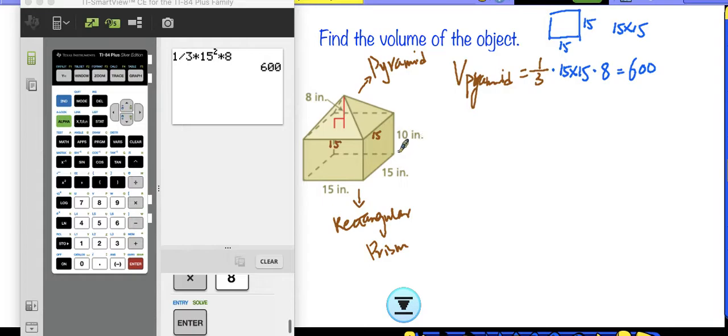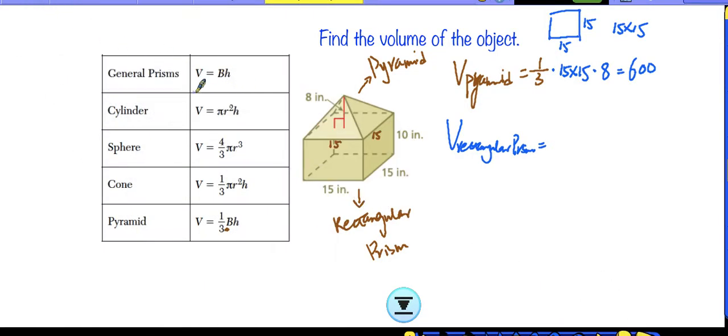Okay, and then let's work on the bottom part. The bottom part is actually a rectangular prism, as we mentioned before. If you check this one, prism is always used capital B times H, as we mentioned, base area times H. So for a rectangular prism, you can always use length times width times height. So it just times these 3 measurements together.